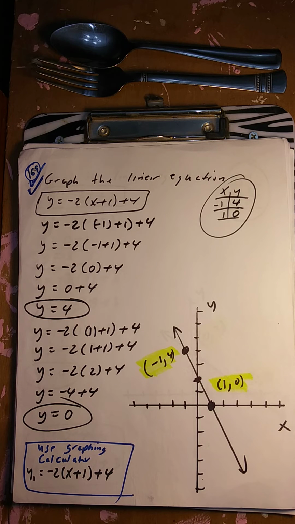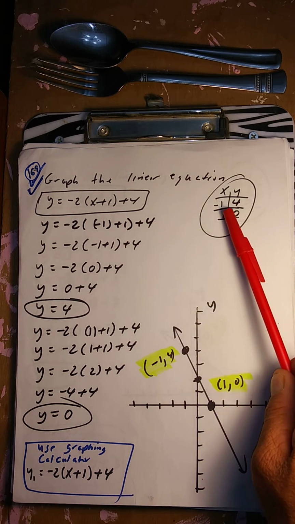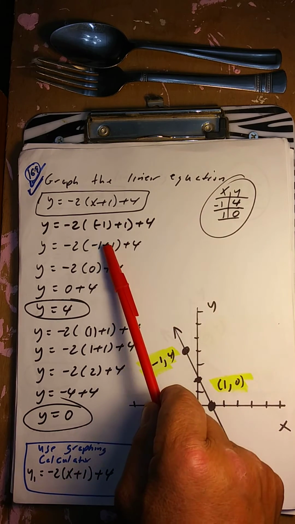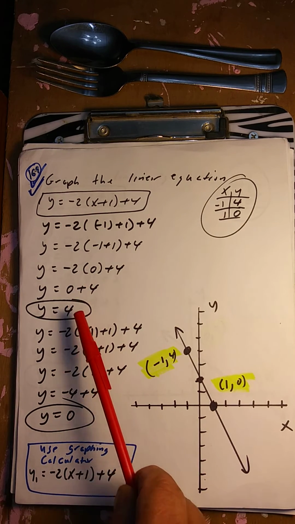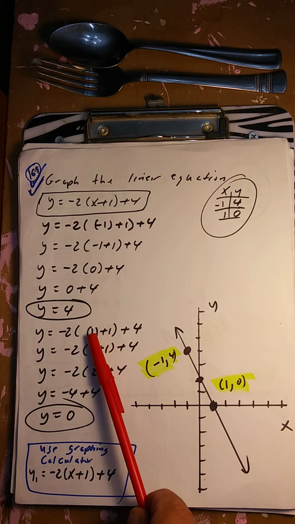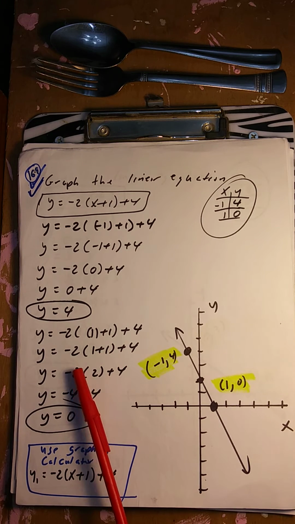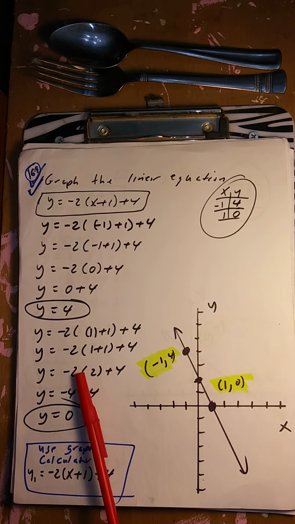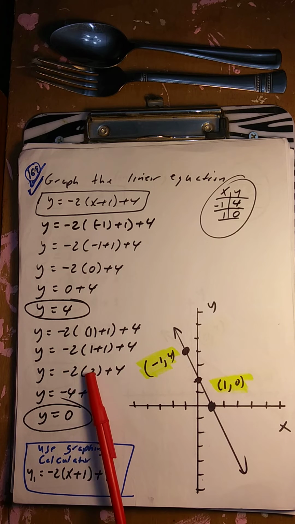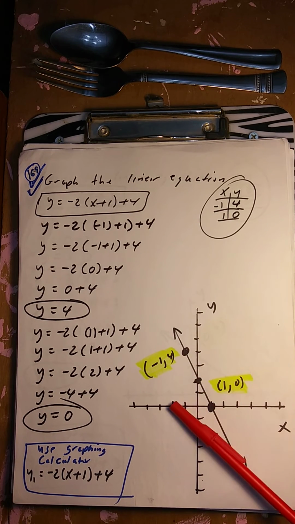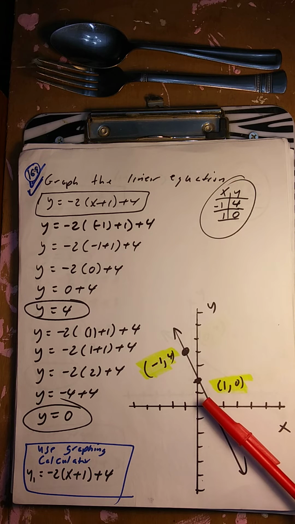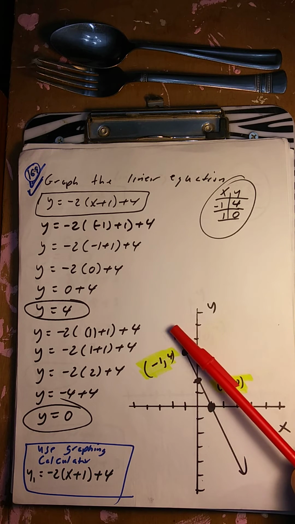Alright, this one. Graph the linear function. Again, I'm going to put in a number, negative 1. Negative 1 plus 1 is 0. 0 times that is 0. Plus 4 is 4. Now put a 1 in there. 1 plus 1 is 2. 2 times negative 2: multiplication first, order of operations. That gives negative 4, plus 4 gives 0. Or you can use a graphing calculator if you want to. So (negative 1, 4) and (1, 0) right here. Then connect the line.